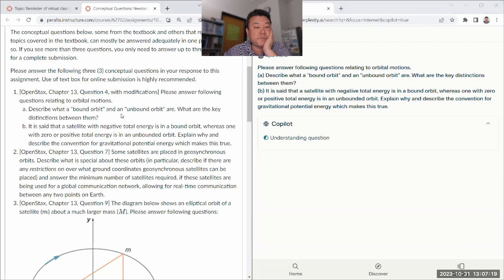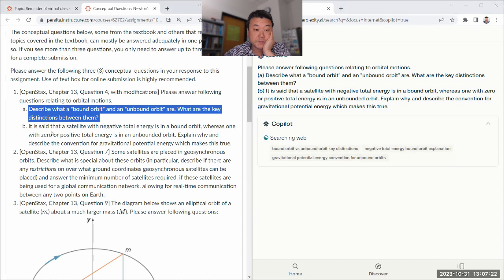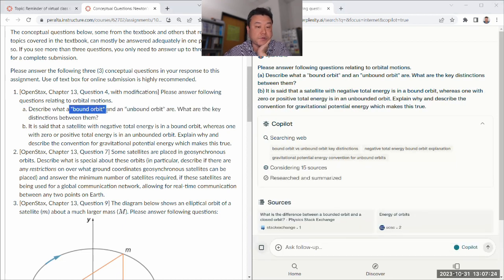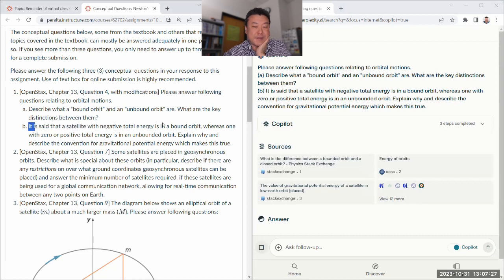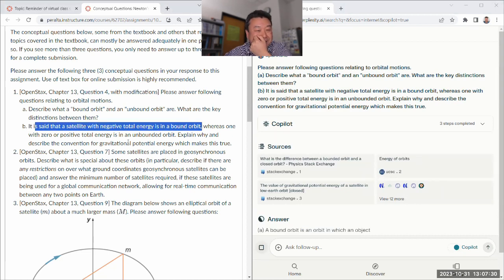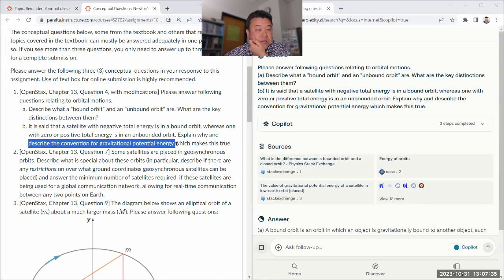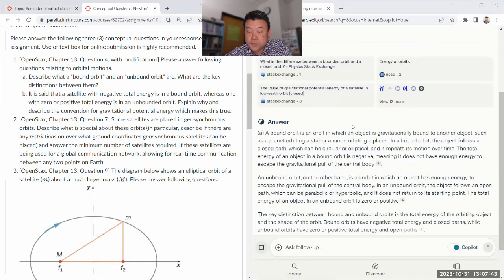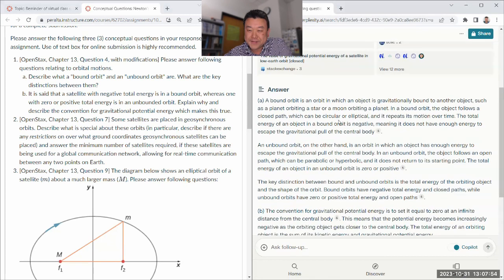So you can best describe this in terms of total energy, a bound orbit as negative total mechanical energy, which is in part B. I guess in A, a better description is a feature of the orbit. A bound orbit is gravitationally bound, such as a planet in a bound orbit following a closed path. That kind of feature is a way to describe it without just repeating what's in part B. That's good. It can be circular or elliptical, right?